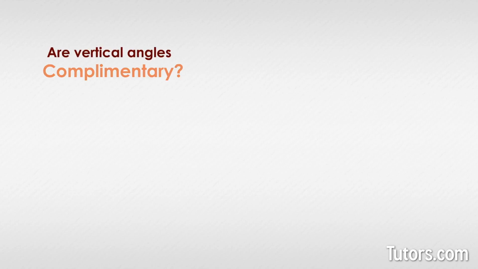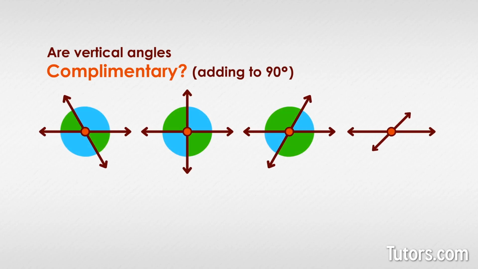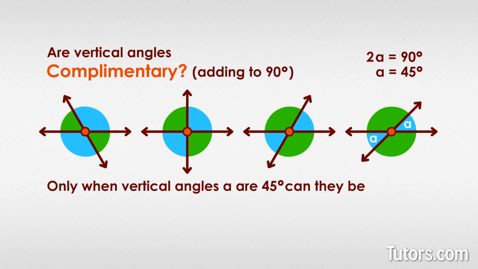If vertical angles are not always supplementary, are they at least complementary angles? That is, adding to 90 degrees. Again, we can use algebra to support what is evident in the drawings for vertical angles A. 2A is equal to 90 degrees, or A is equal to 45 degrees. Only when vertical angles A are 45 degrees can they be complementary. Therefore, acute vertical angles could be complementary.